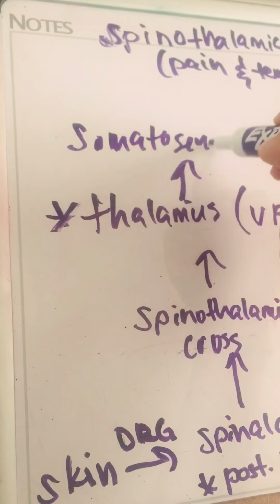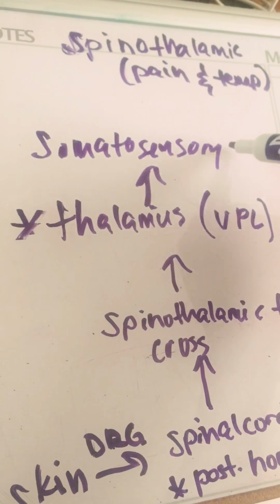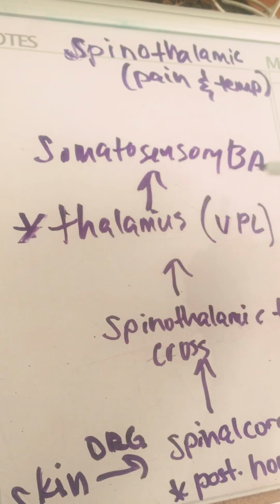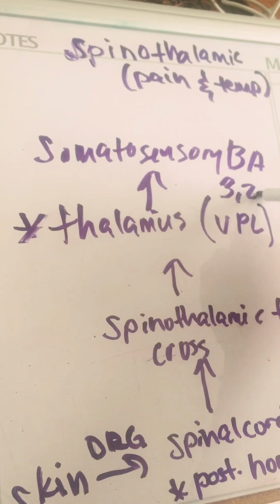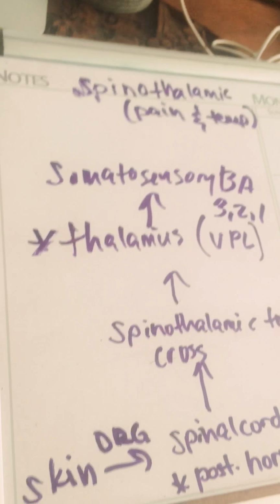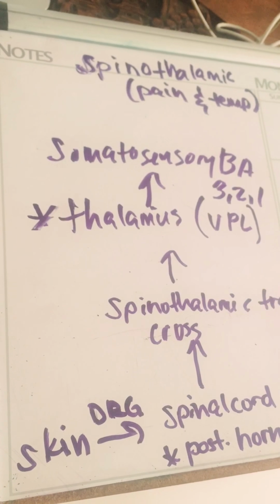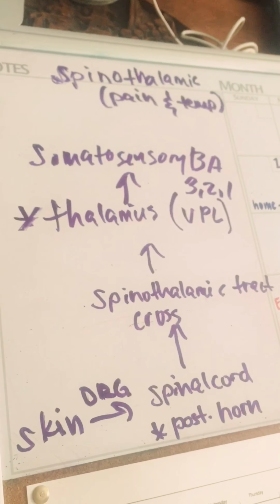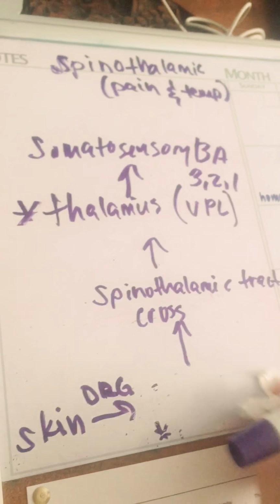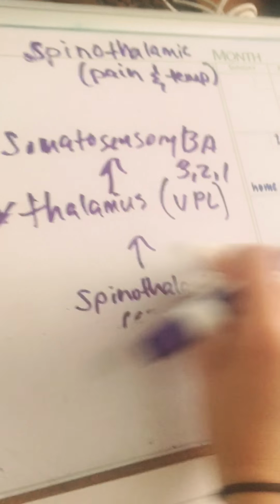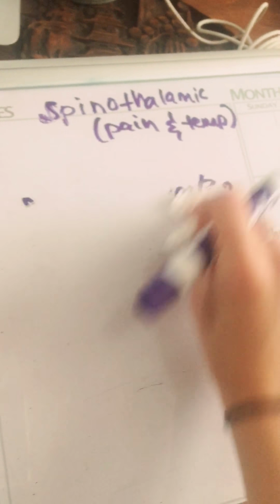Afterwards the information is continued to be sent up to the somatosensory cortex, which is BA, or Brodmann's area 3, 2, and 1, which is also known as the post-central gyri. So then, this is the spinothalamic tract, which is pain and temperature.